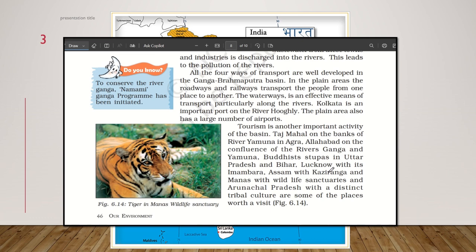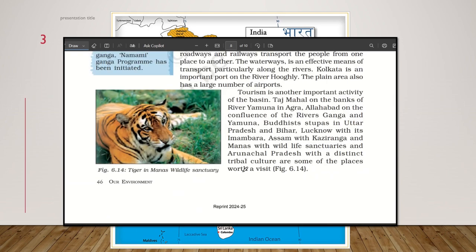Tourism is another important activity of the basin. The Taj Mahal is on the banks of the river Yamuna in Agra. Allahabad is at the confluence of the river Ganga and the Yamuna. There are Buddhist stupas in Uttar Pradesh and Bihar. Lucknow has its Imambara. Assam with Kaziranga and Manas wildlife sanctuaries, and Arunachal Pradesh with its distinct tribal culture are some of the places worth a visit.